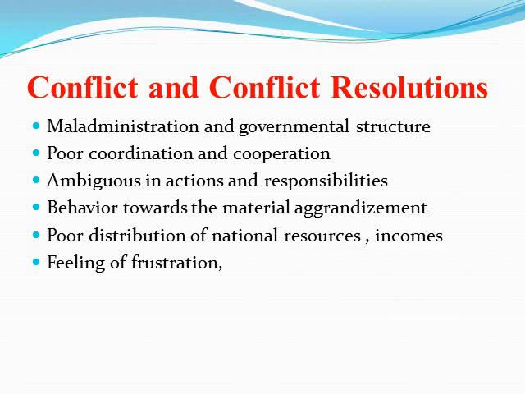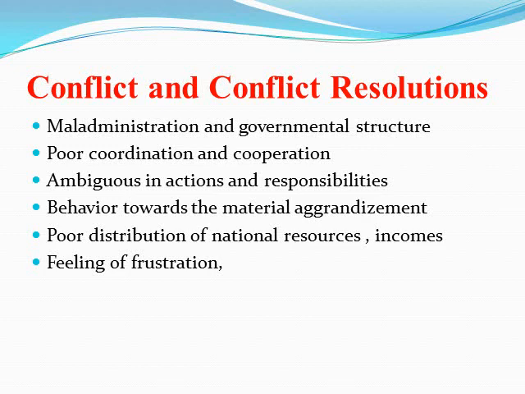Ambiguity in actions and responsibilities. Behavior toward material aggrandizement. Poor distribution of national resources and incomes. If we take examples in our Pakistan, especially the problems with Balochistan, Balochis always say they don't get their national resources. So these are poor distributions.